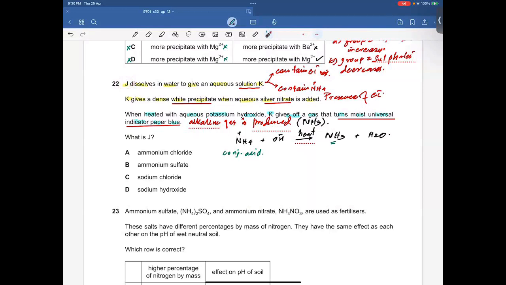So this J has two different ions. The first one is chloride, so we have chloride here. And the second one is ammonium ion, so we have ammonium ion here. So obviously D is incorrect, C is incorrect, B is incorrect, and the right answer is going to be A. Because when any ammonium salt reacts with any alkali under heat, ammonia gas is always formed, which turns moist universal indicator paper blue. All right, that confirms the presence of ammonium ion in solution J.